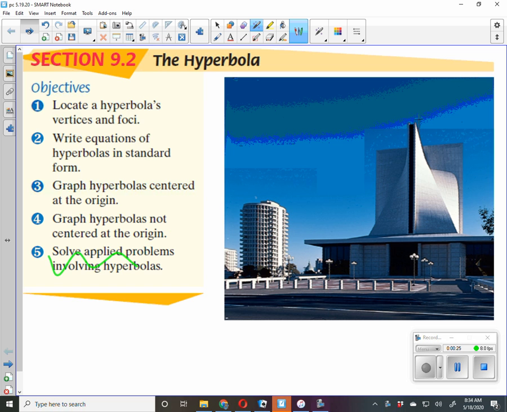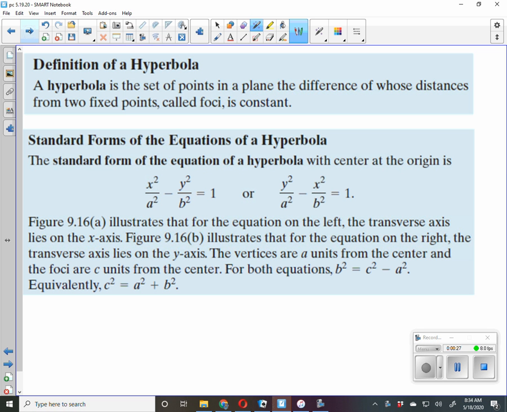All right. Definition of a hyperbola. A hyperbola is the set of points in a plane, the difference of whose distances from two fixed points, called the foci, is constant. Remember, the ellipse was the sum of the distances, and the hyperbola is going to be the difference of the distances from fixed points.